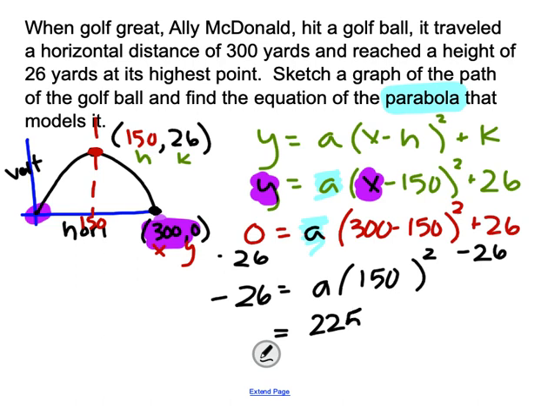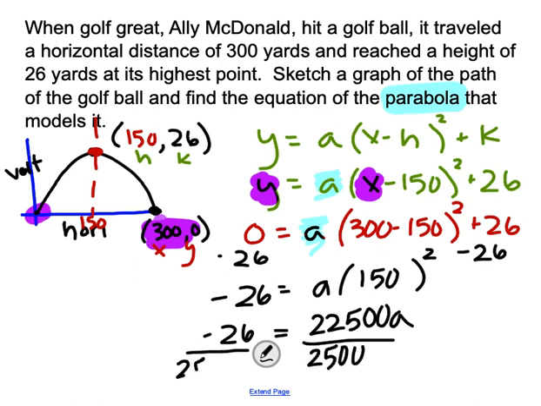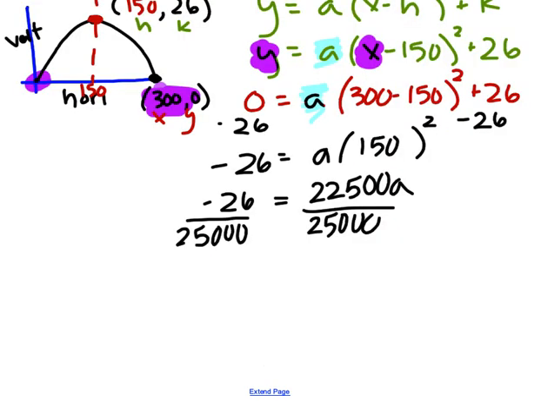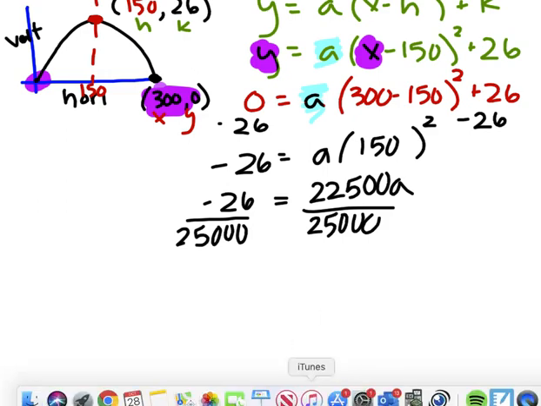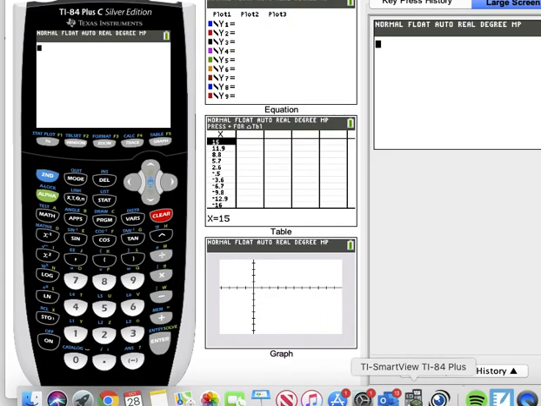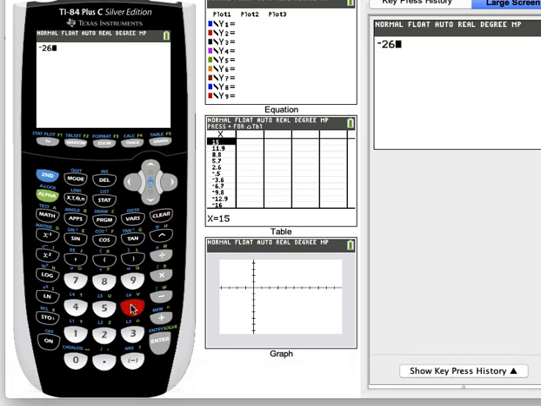is 22,500a, and then I have that equals negative 26. So when I solve for a, this is going to be a really quite small number. Let me get the calculator going. So I've got negative 26 divided by 22,500. And I get a negative 0.0011, and then a 5 repeating.